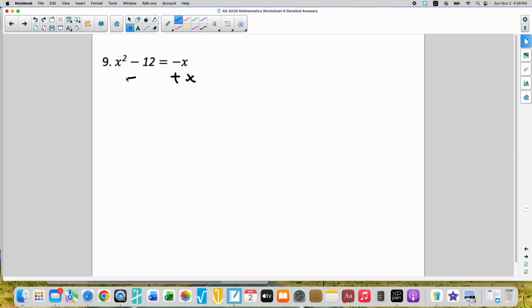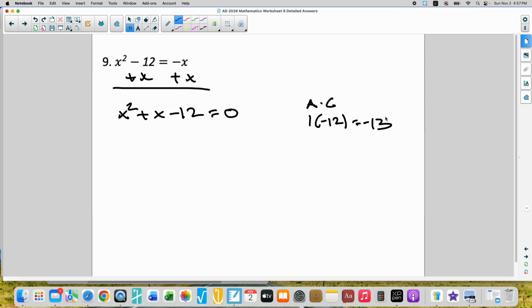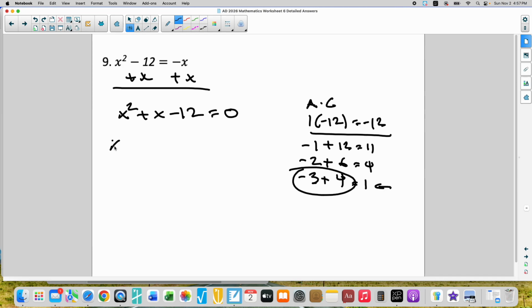We'll move the x over. X squared plus x minus 12 equals 0. We'll do a times c. A is 1, c is negative 12. Whoa, that looked like a 13. I want a 2. Factors of 12 are 1 and 12, 2 and 6, 3 and 4. My signs are different, and the bigger is positive. This is 11, this is 4, this is 1. My middle term is 1.